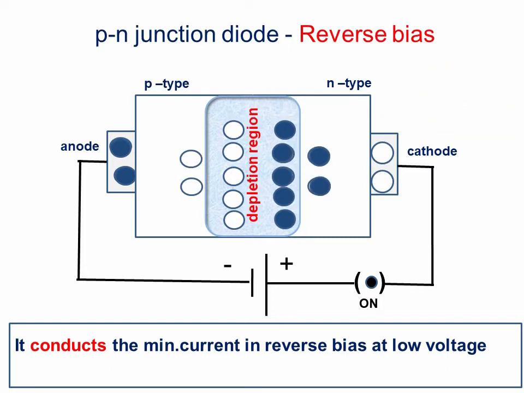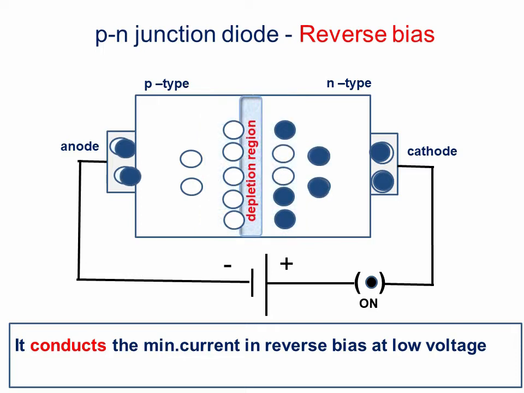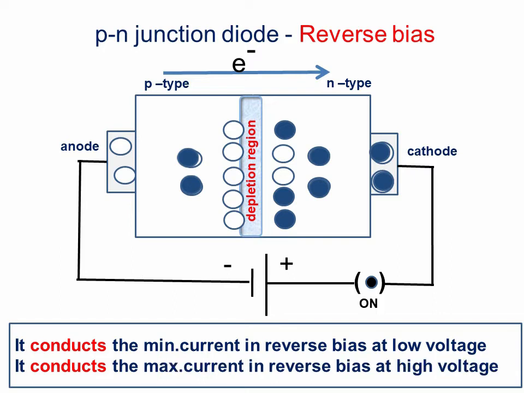These separated electrons push the electrons in the N type to the cathode, and these electrons occupy the holes, and the electrons near the anode in the P type cross to the holes in the P type. In this way, the current flows in a certain direction from P type to N type. So remember, at high voltage, it conducts the maximum current.